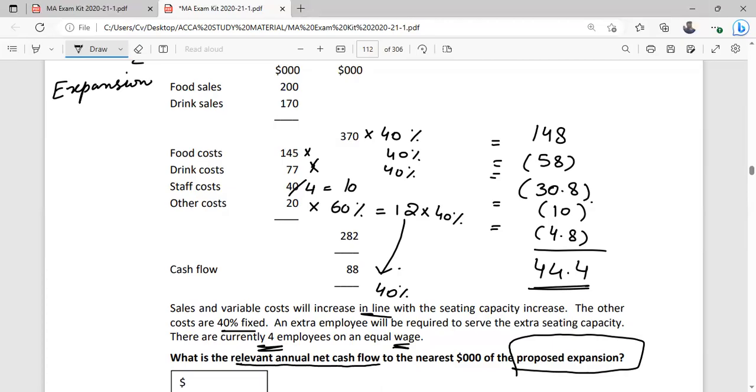There is no use of any present value factors or annuity factors. Clear? Any question?